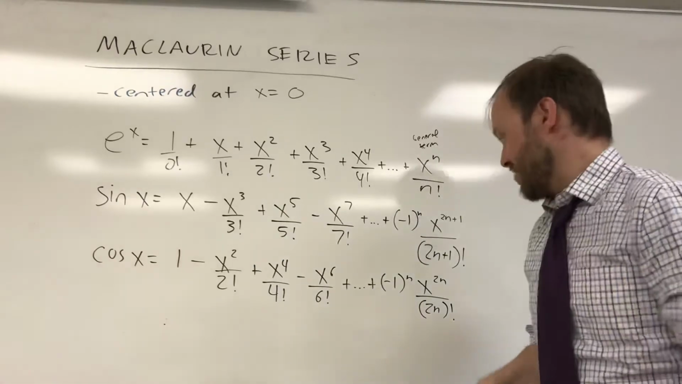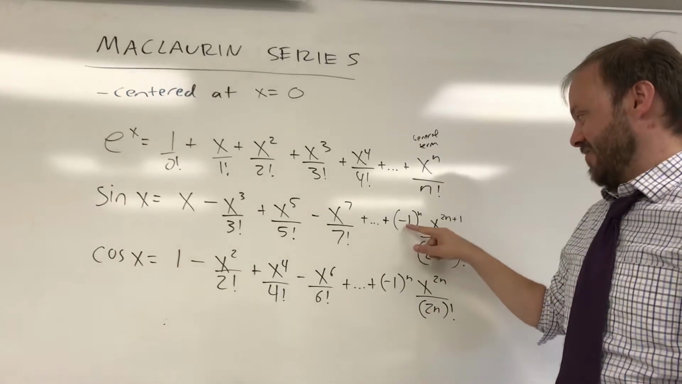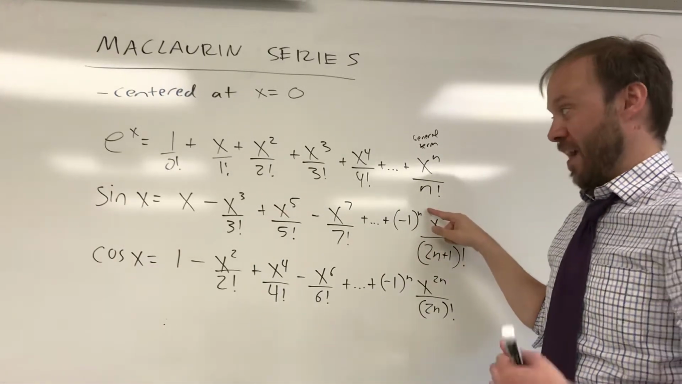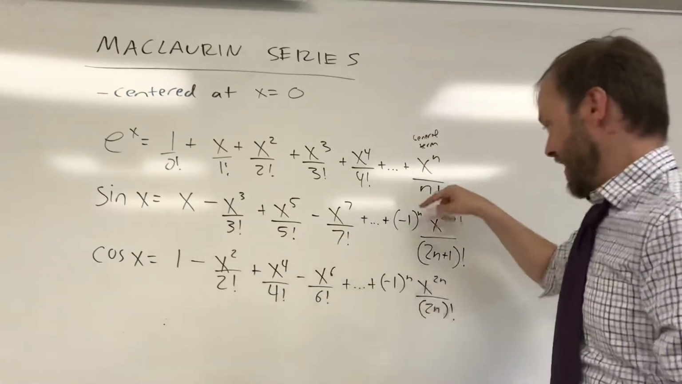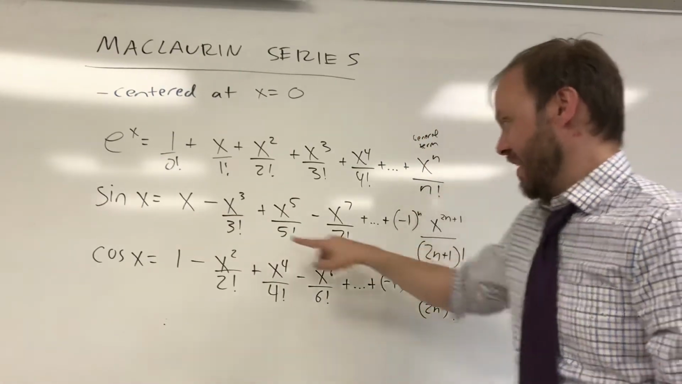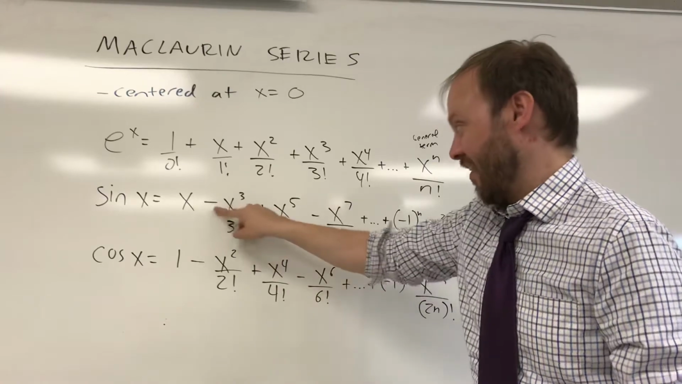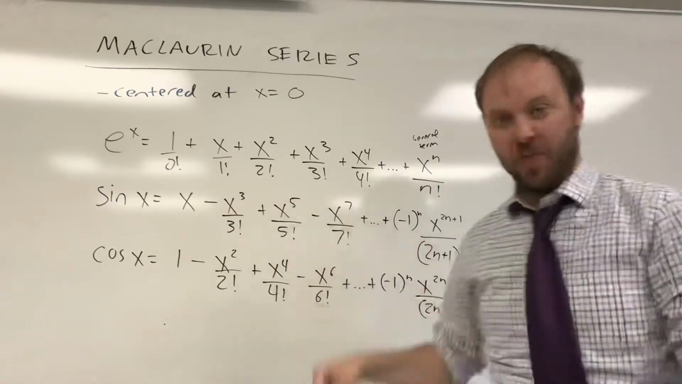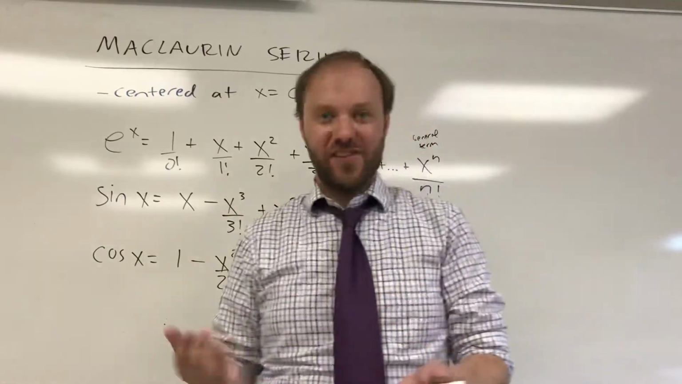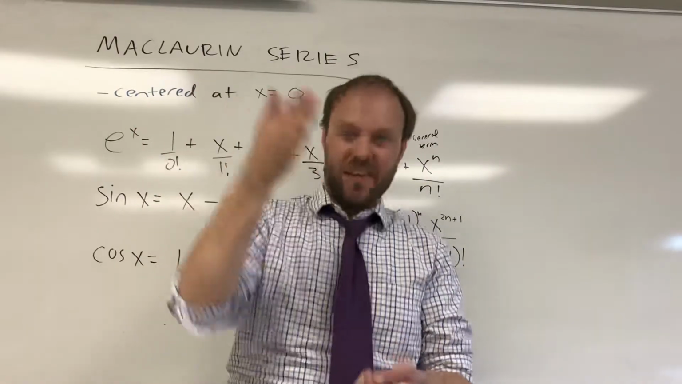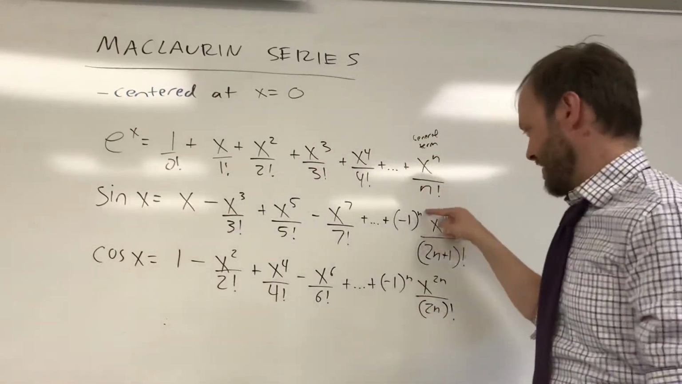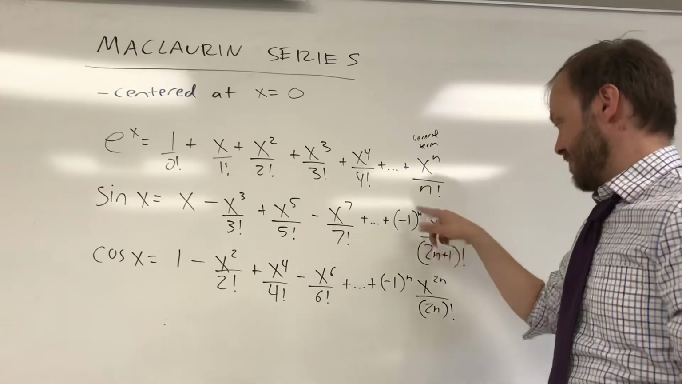Notice, same terms as e to the x, except the signs alternate and it's just the odd terms, okay? So the general term is negative 1 to the n. So negative 1 to the 0 power would be positive 1. You'll get a positive there. Negative 1 to the first power would end up giving you a negative there, which is what you want. To the second power would give you a positive. As long as it's starting out positive and then goes negative and then goes positive, you can write that with various different exponents, but that tends to work.